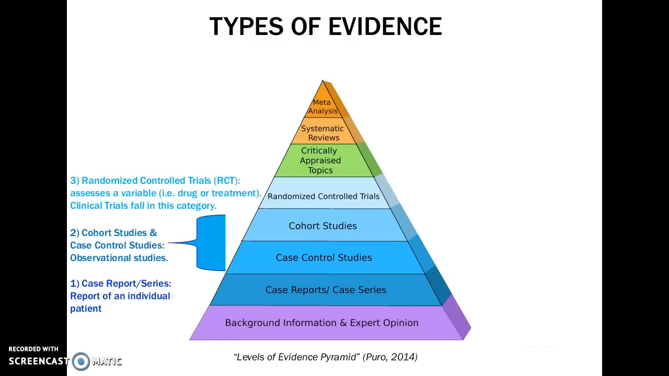Randomized controlled trials, or RCTs as they're abbreviated, you'll probably hear about very often. An RCT assesses a variable, such as a drug or a treatment, and the subjects are randomly assigned to a treatment or a control group. This is done to minimize bias. The RCT is the gold standard for clinical trials. So if you're looking for clinical trials when you do your searches, you'll be looking for RCTs, or randomized controlled trials.